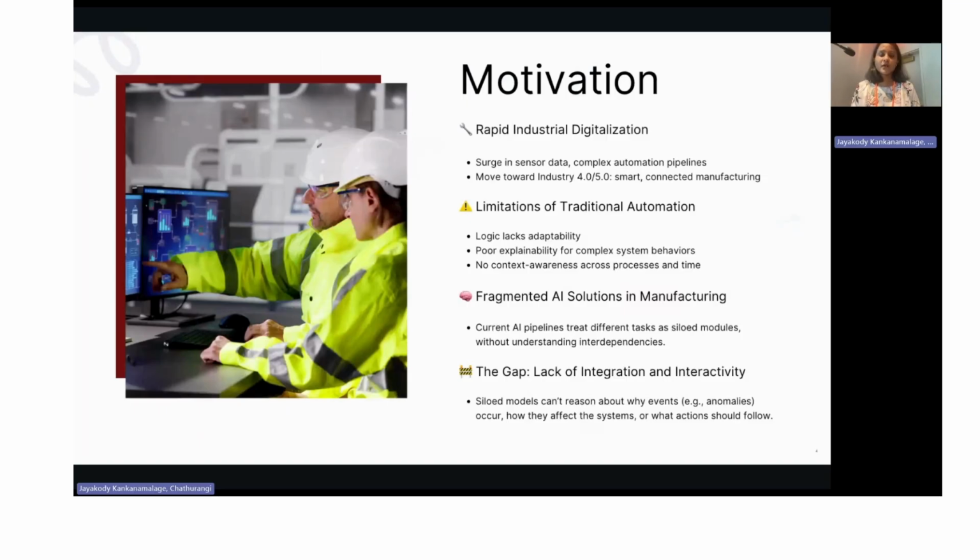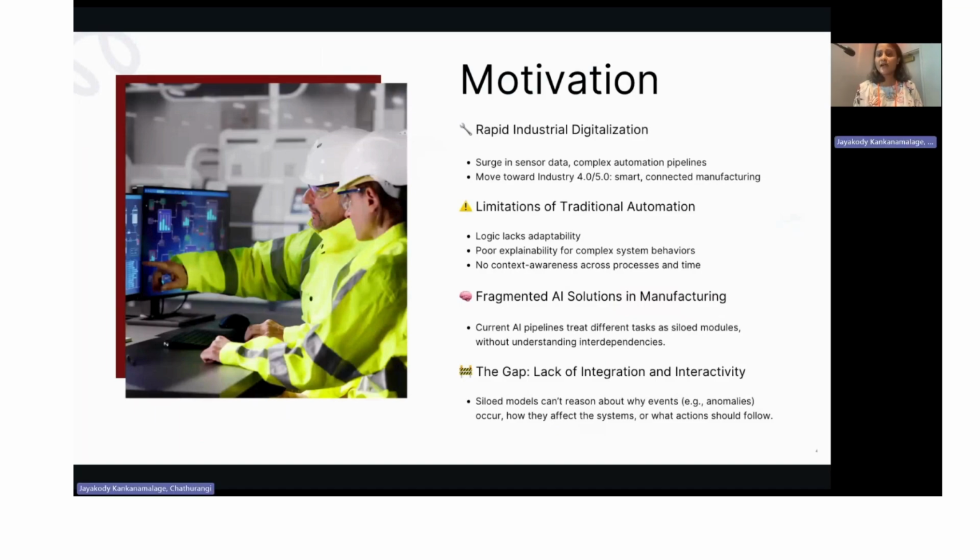However, the traditional autonomous systems in most industries haven't kept pace. They are still grounded in fixed logic and hard-coded control rules that don't adapt easily. And also, they fall short on explainability, meaning they can detect a fault, but they can't explain why it occurred and also how it propagates throughout the systems.